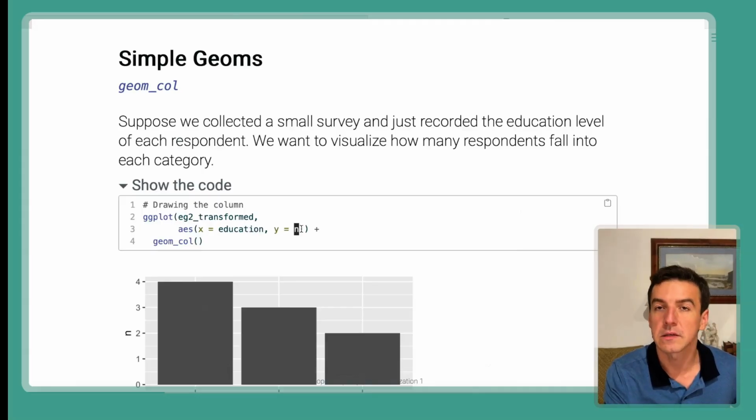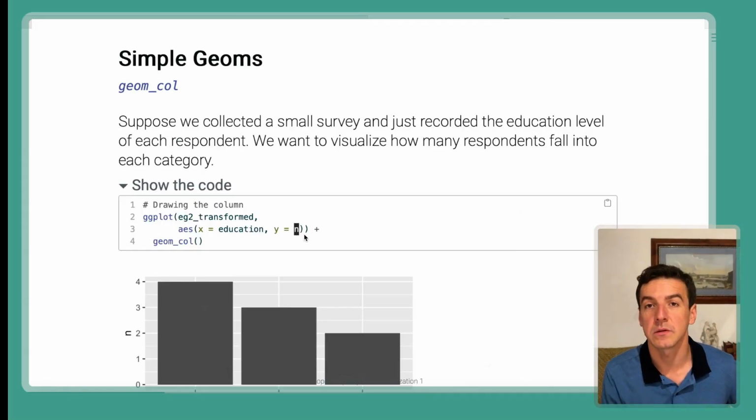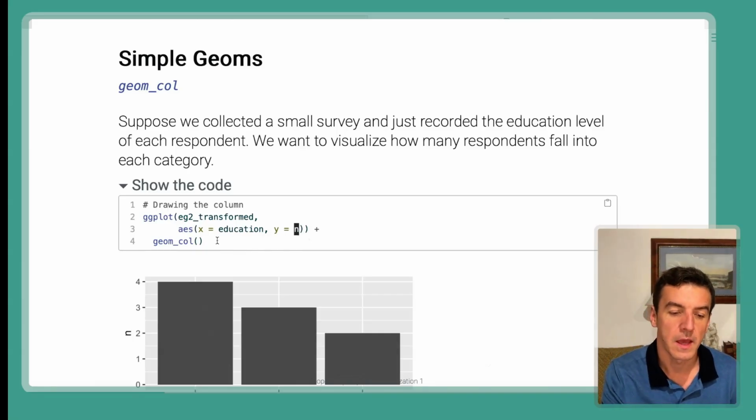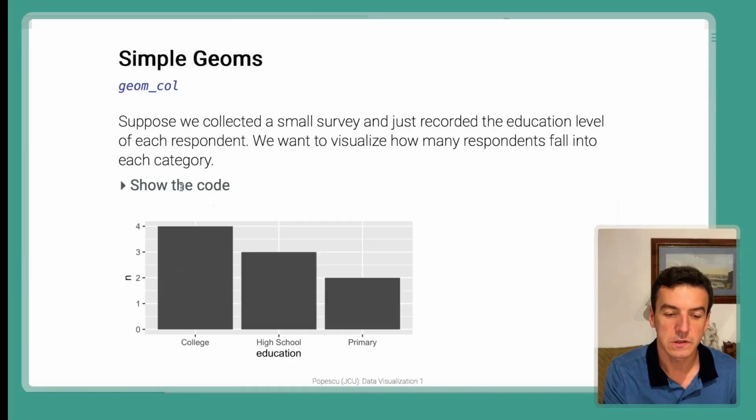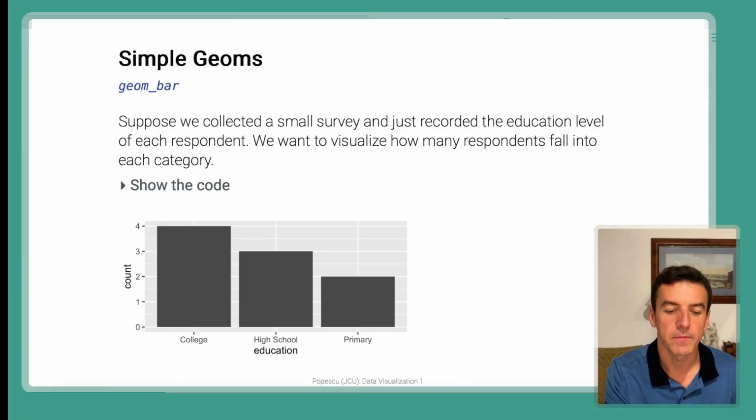And then N is the thing that tells us how many times we encounter college, high school, or primary school. And then to tell ggplot the kind of graph we want, we add geom_col. So this is what geom_col is. Okay, the same graph can be obtained if we use geom_bar.